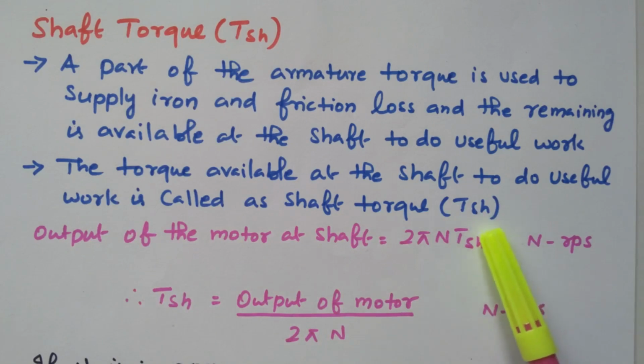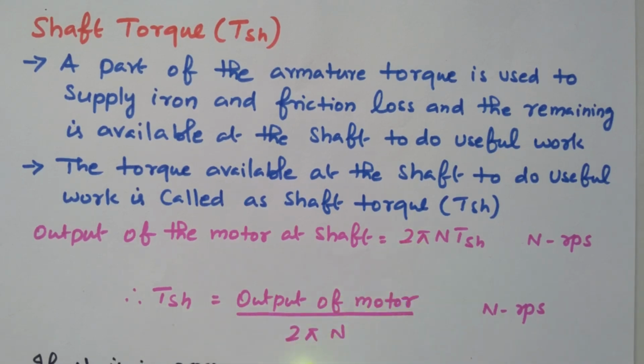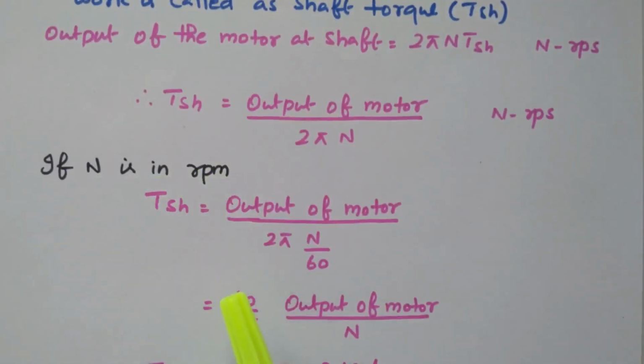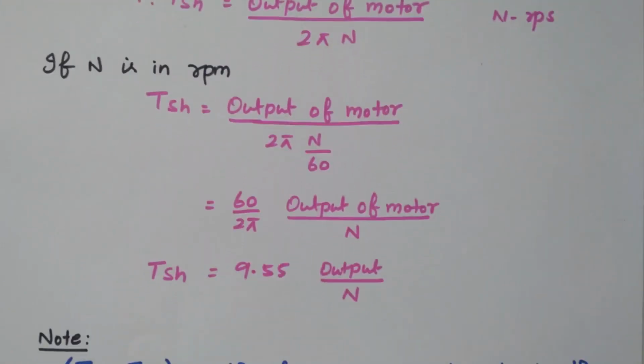Now we will find the expression for TSH. The output of the motor at the shaft equals 2 pi n into TSH, where n is RPS. So TSH equals the output of the motor divided by 2 pi n. Suppose the speed is taken as RPM, then it is the output of the motor divided by 2 pi n into 60. The 60 goes to the numerator, so 60 divided by 2 pi, output of motor divided by n. By simplifying this, we get 9.55 times the output of the motor divided by n. This is the shaft torque, applicable for RPM.